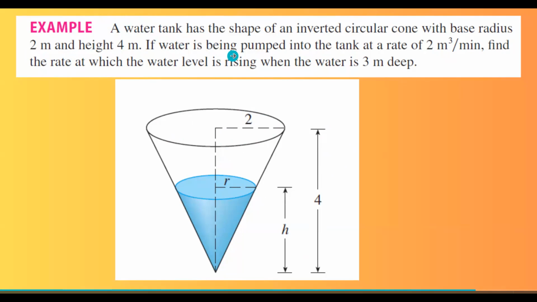If water is being pumped into the tank at a rate of 2 cubic meters per minute, find the rate at which the water level is rising when the water is 3 meters deep.